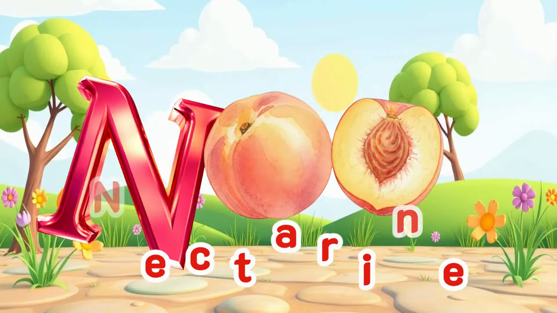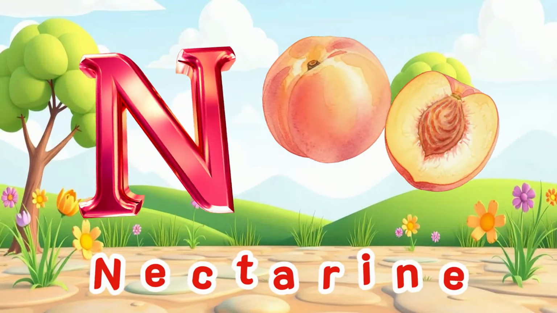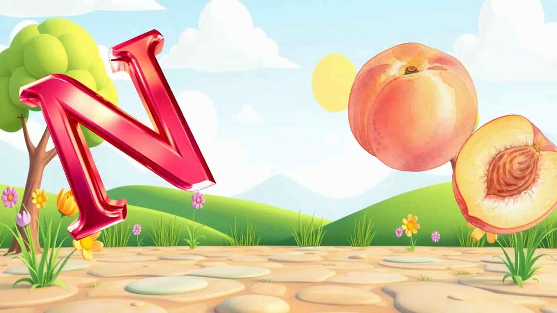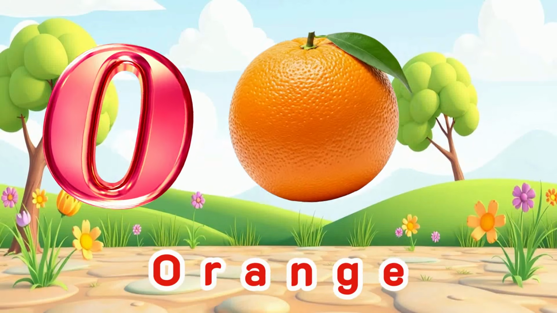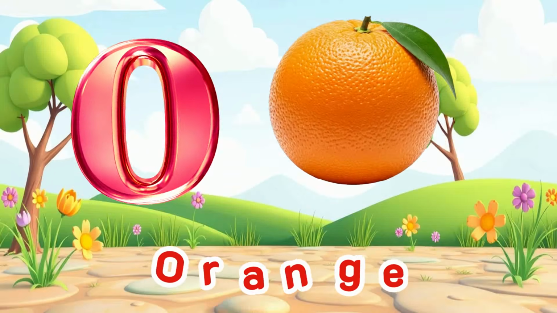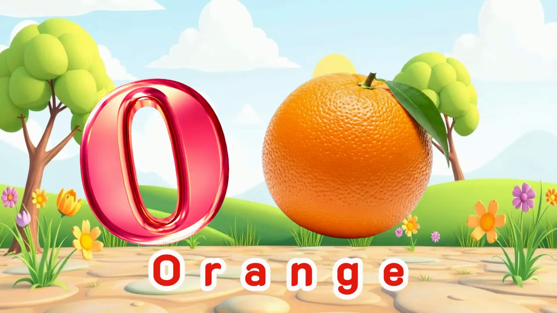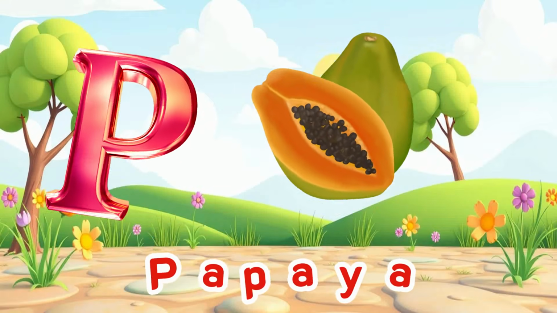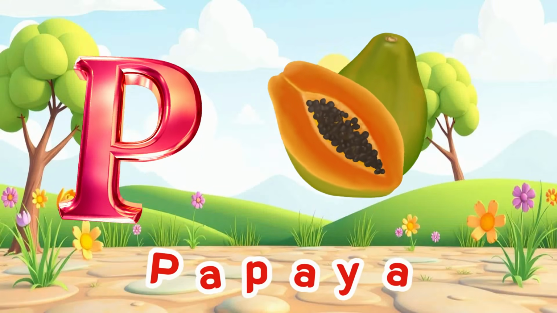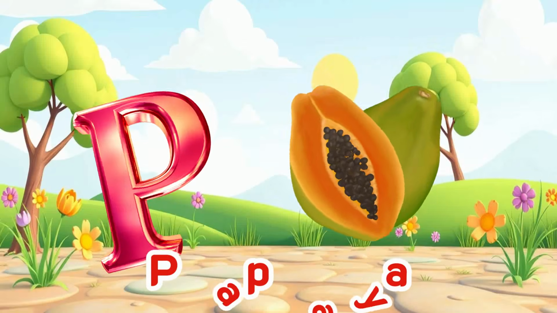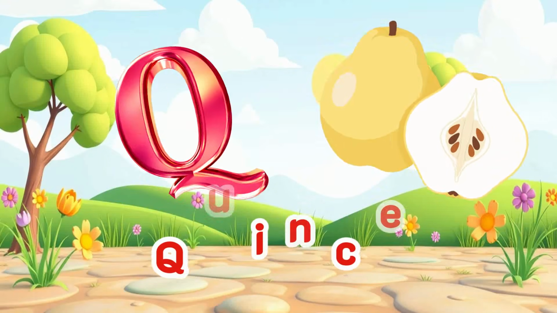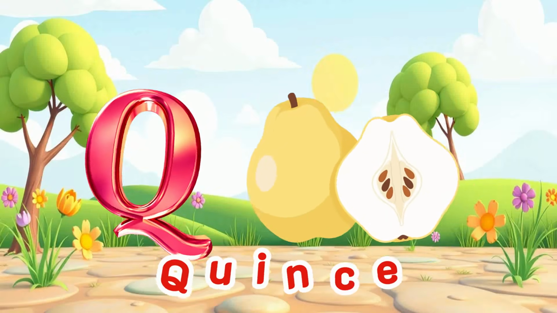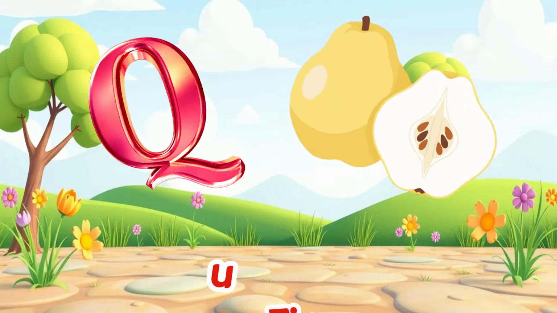N is for nectarine. Nectarine. N is for nectarine. O is for orange. Orange. O is for orange. P is for papaya. P, papaya. P is for papaya. Q is for quince. Q, quince. Q is for quince.